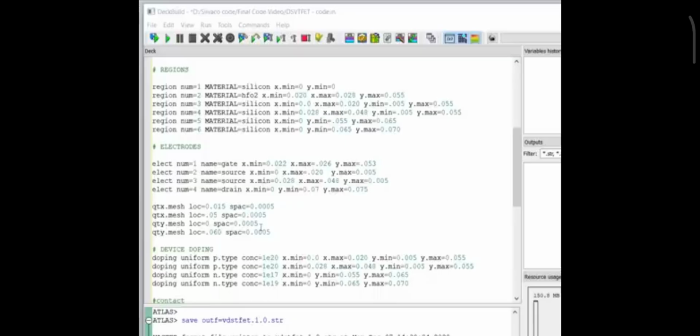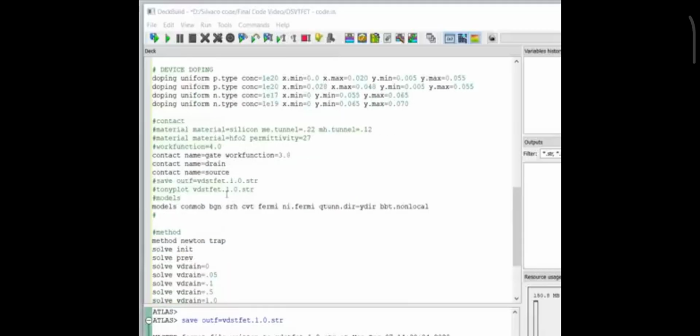Next, you have to define the quantum tunneling region where tunneling takes place. We have to define the QT quantum tunneling X mesh region from location 0.015 to 0.05. The spacing is 0.5 nanometer. And the next is the quantum tunneling Y mesh starting from 0 up to 60 nanometer with a spacing of 0.5 nanometer. After defining the quantum tunneling meshing, next you have to define the device doping.